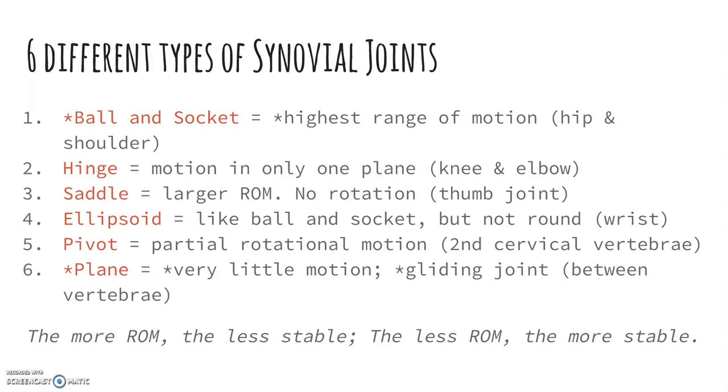The next one is a plane joint, also called a gliding joint. Note the star. There is very little motion here. It consists of 2 flat surfaces of roughly equal size, which slide against one another.